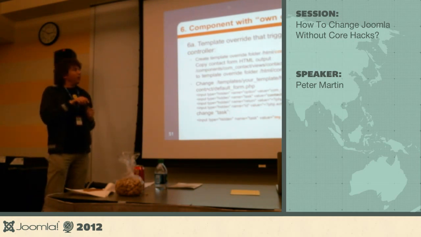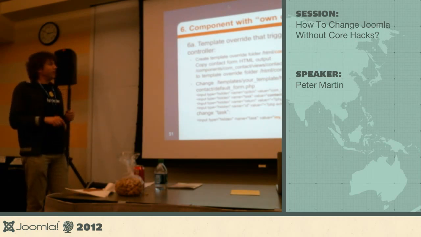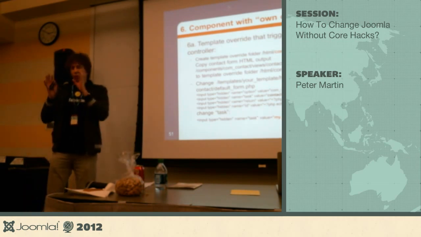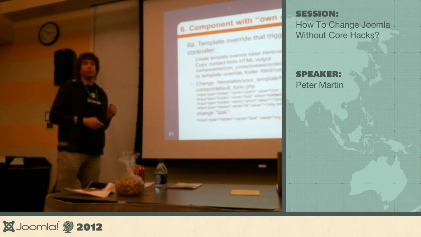When I open my templates, HTML, contact, default underscore form, that's my template override. I just go to the bottom of it, and it says something like contact, a hidden variable for task, and it says contact dot submit. When I change contact to my own name, in this case my own controller, the contact form will trigger my own controller.php.